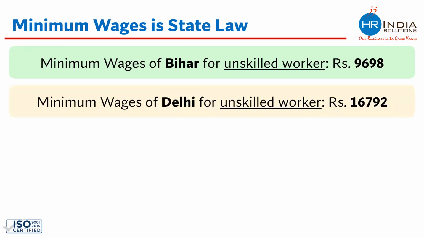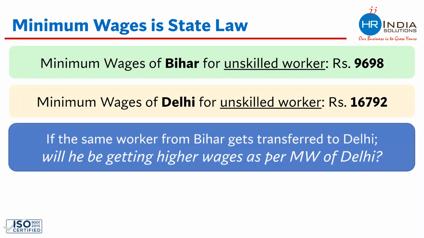Minimum wages of a similar kind of worker in Delhi is 16,792. In Delhi, you cannot pay less than 16,792 to any worker. For the same kind of worker, Bihar minimum wages is 9,698. In Delhi, if you want to have the same kind of worker, you have to pay 16,792. Now, the question which I want to put in front of you is this.